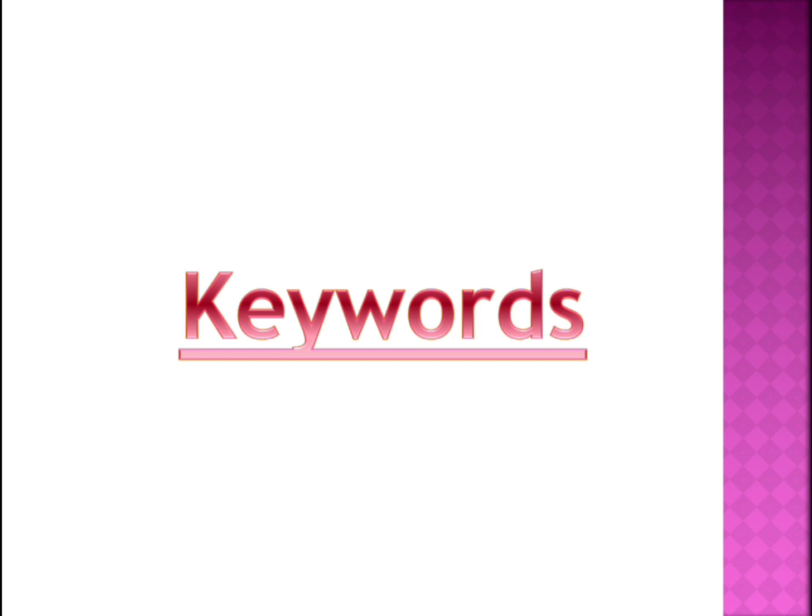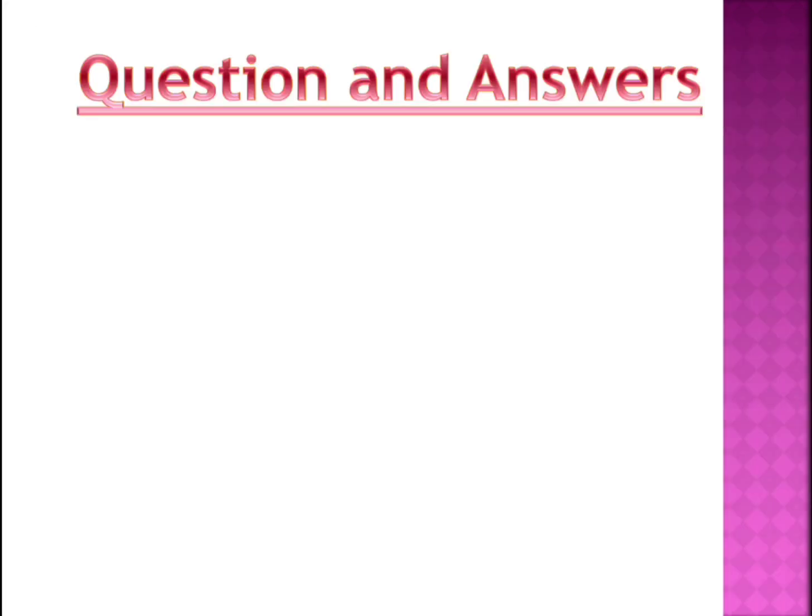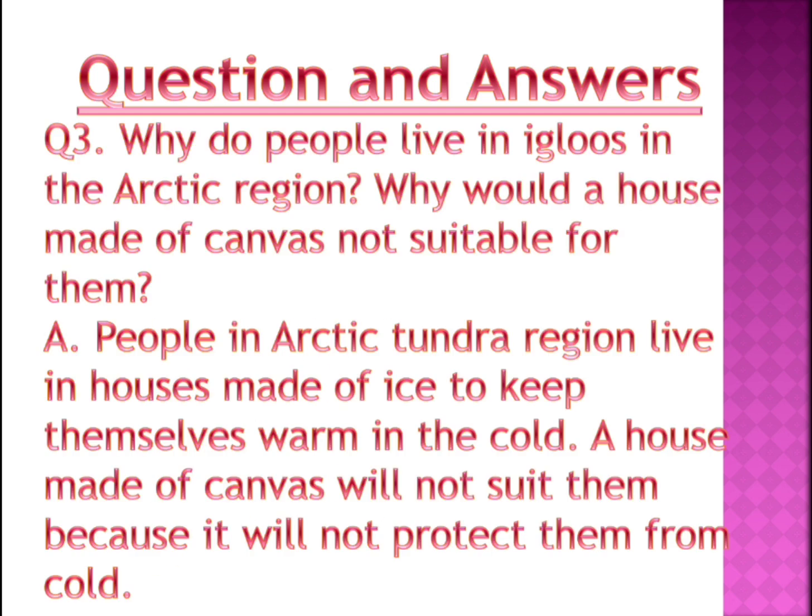Okay, coming to your question answers. Why do people live in igloos in the Arctic region? Why would a house made of canvas not be suitable for them? Because when they construct igloos, children, they make sure that in the igloo they can experience some warmness. If the house is built with canvas, the tents, the cloth, canvas is a cloth, isn't it?